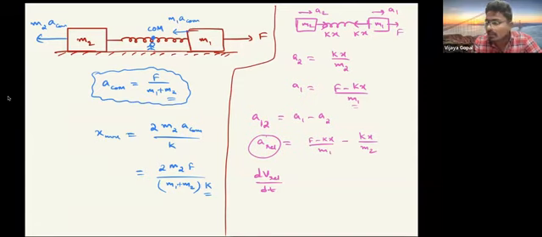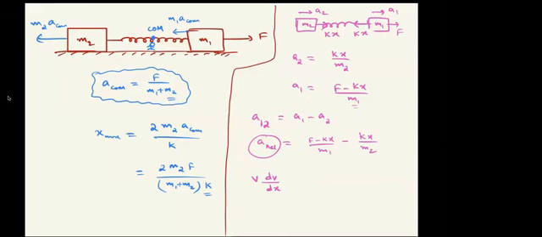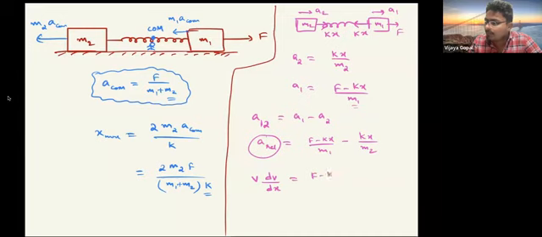So you guys know how to write a, no? Actually, a can be written as dv by dt, but I multiply it by dx and divide by dx. Then dx by dt can be written as v. So acceleration can also be written as v dv by dx. Is this fine? Now I'll equate this to F minus kx by m1 minus kx by m2. Now I'll take dx to the other side, and I can integrate or not?